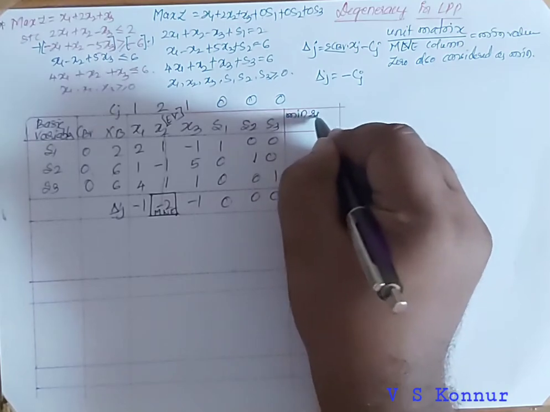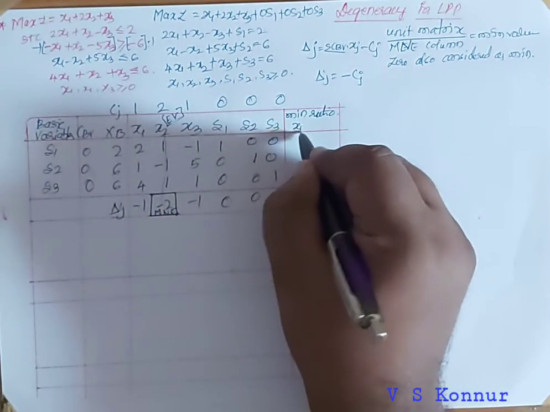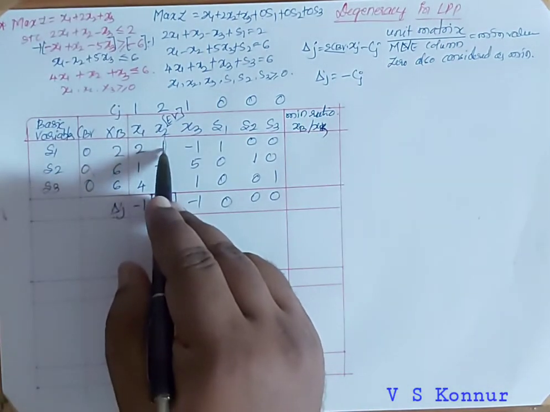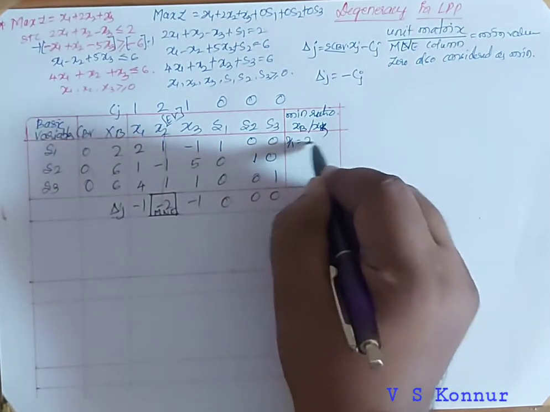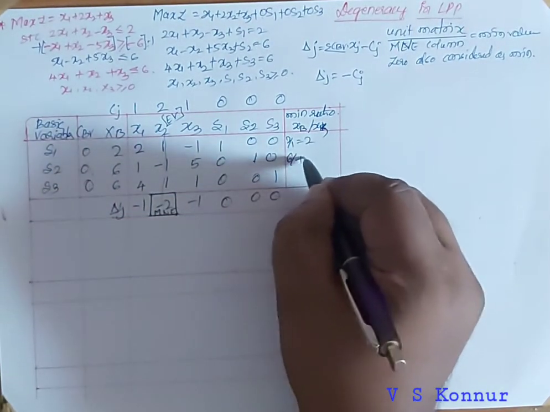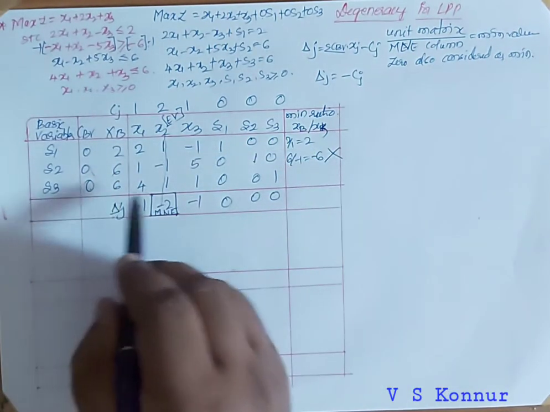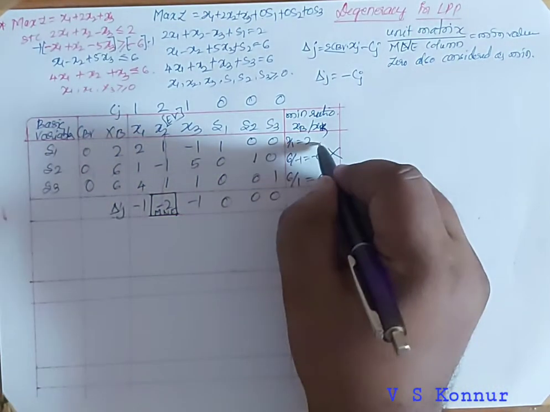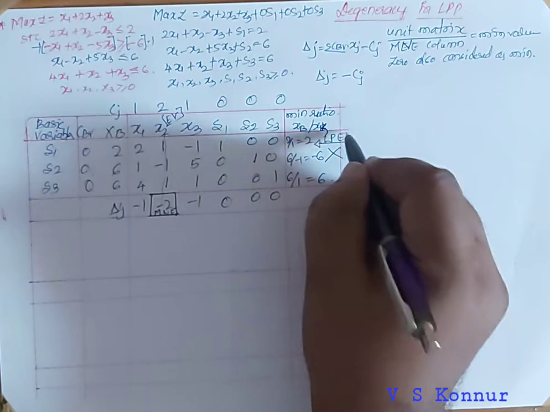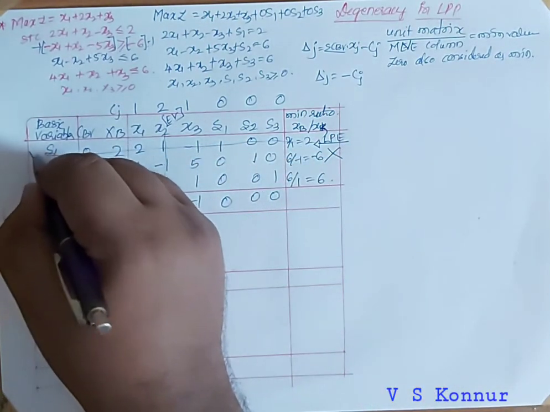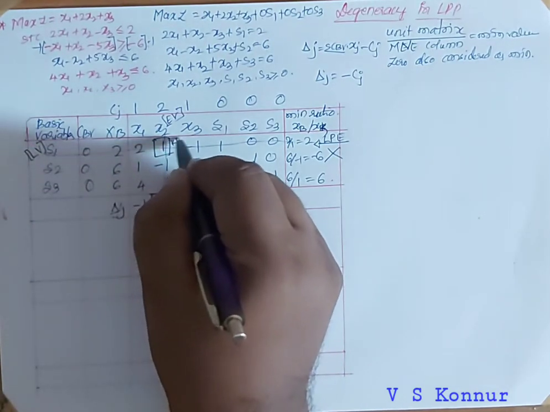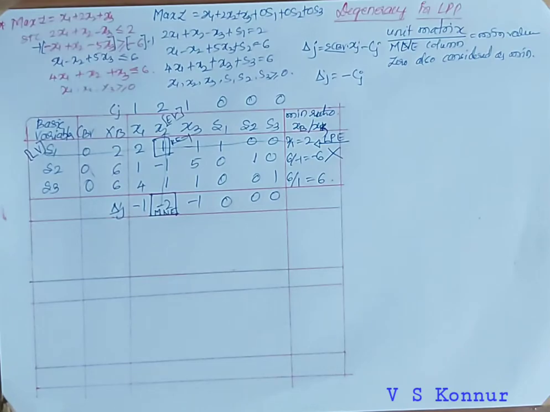Then you have to calculate the minimum ratio. Minimum ratio is calculated by xb divided by xk, so the most negative element column will become xk. So 2 by 1 is 2, 6 by minus 1 is minus 6, which is not considered since it is negative, and 6 by 1 is equal to 6. Now the least positive element is 2. So that least positive element will give the leaving vector. The intersection of these two will give the key element, which is equal to 1.